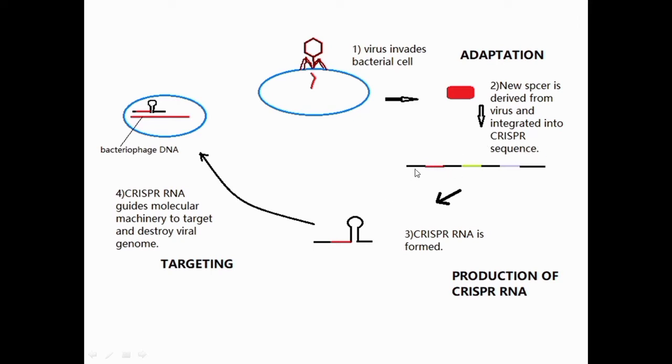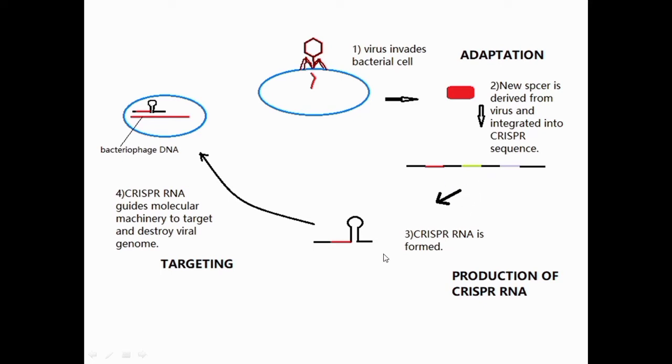Okay, so this black part is the bacteria's own DNA sequence, which are nothing but the palindromic repeats, and the red, green, purple parts are nothing but the DNA sequences which the bacteria has acquired from different bacteriophages. So this is how the CRISPR sequence generally looks.